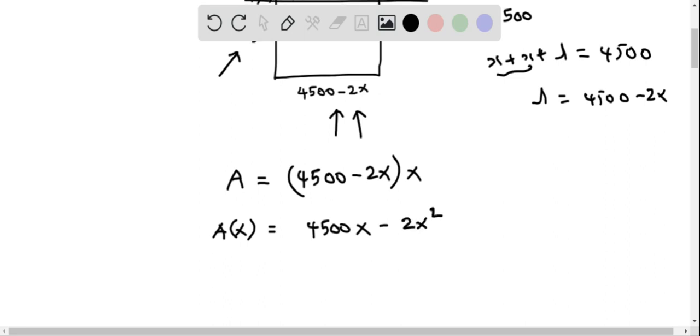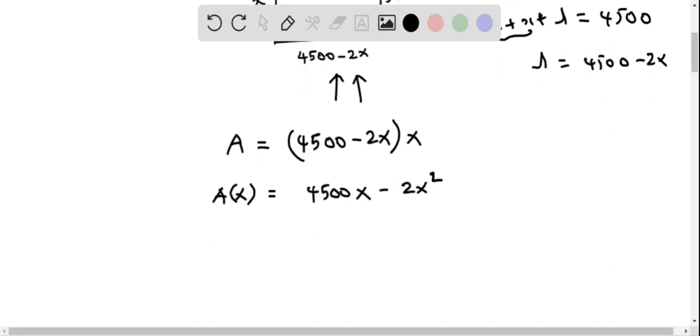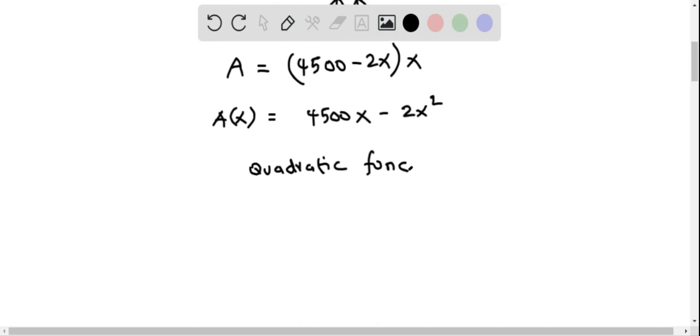Now, to find the largest area, we have to find the maximum value of this function. This is an area function in terms of x, and the right side is a quadratic expression, so we say it is a quadratic function. For any quadratic function, the maximum value occurs at the vertex. So we have to find the vertex to determine the largest area of this rectangular plot.